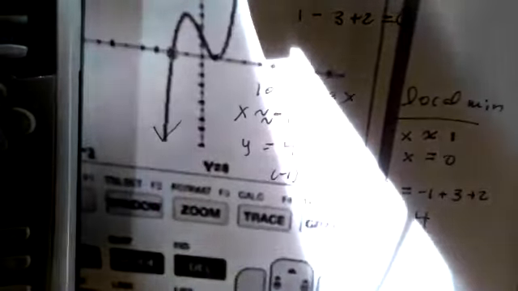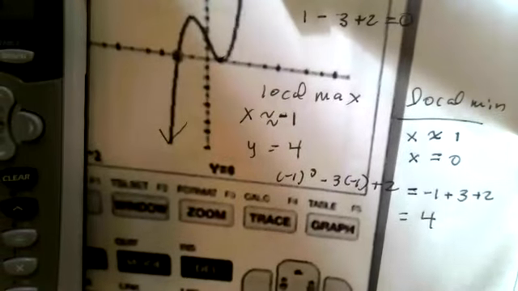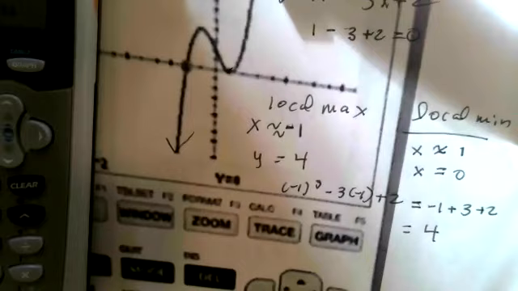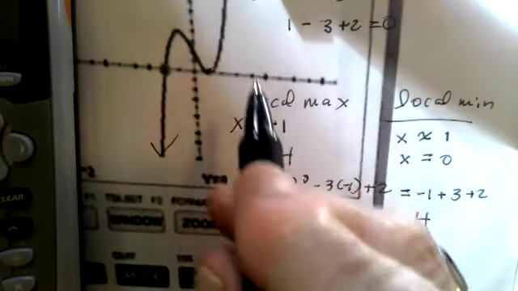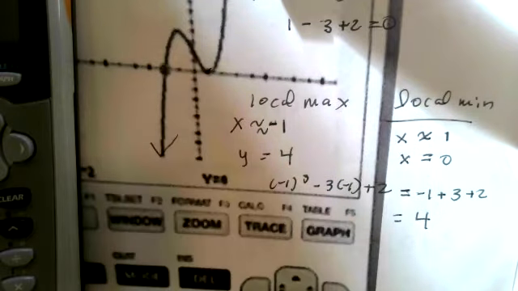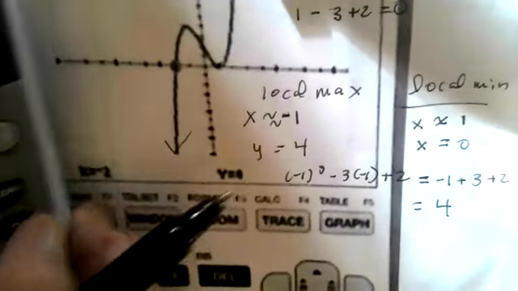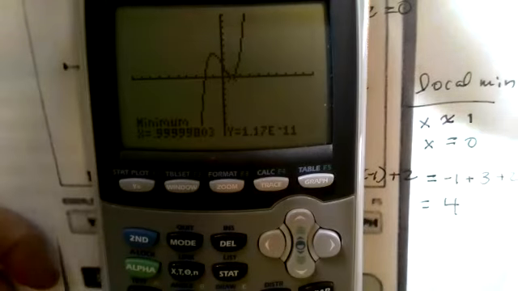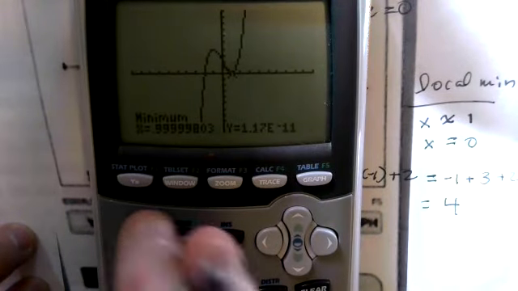Let me get the sunlight out of the way here. So we've got a local max at x equal -1 and a local min at x equal 1. So that's what happened here. And there's the calculator. This is where I put it in.